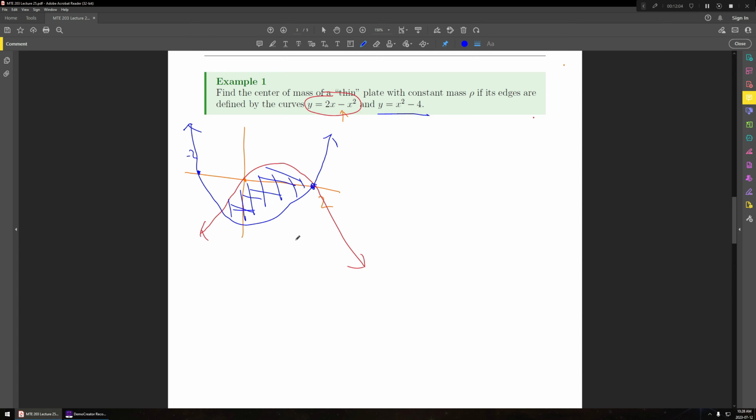The top would be this other curve. So let's not do x, right? So I'm going to integrate y first, and then x. So I'll set up the one for mass. So mass will be, again, the double integral over this region R of just rho dA.